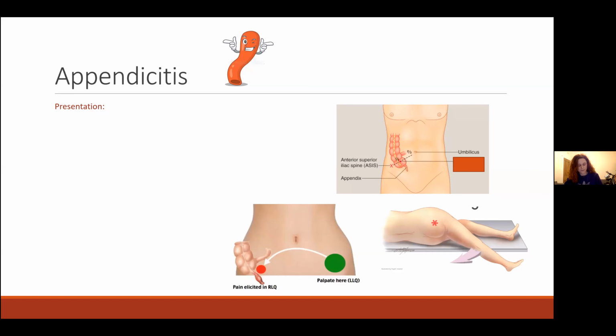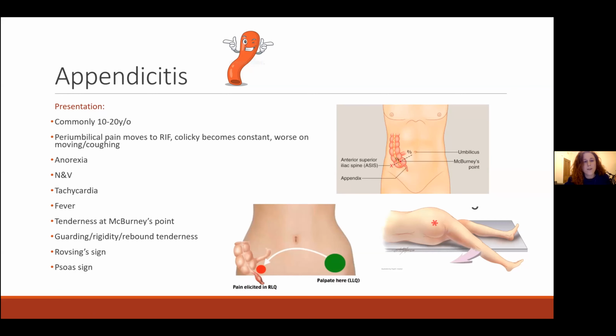People are saying Rovsing's sign. Yeah, really good. So Rovsing's sign is when you press in the left iliac fossa and it elicits pain in the right iliac fossa. Okay, and then finally the bottom right picture. Psoas sign. Yeah, so this is pain on hip extension. Okay.